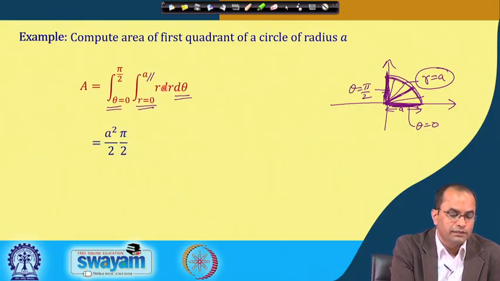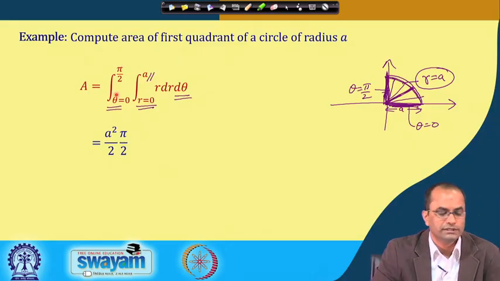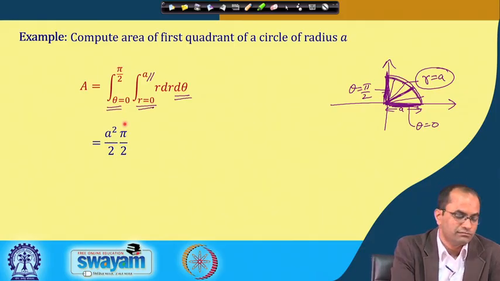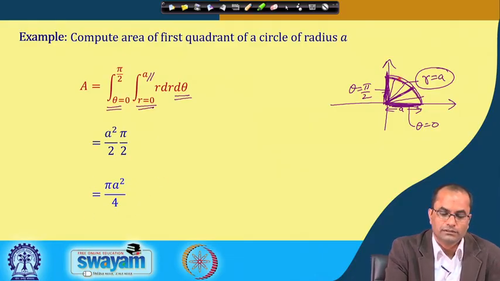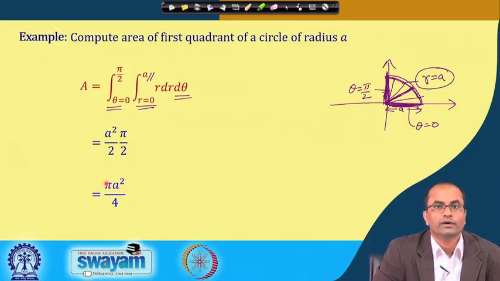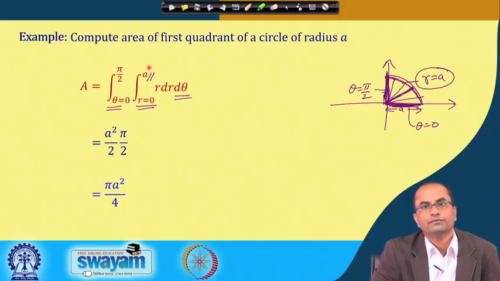Which will be r square by 2. So, with the upper limit a, we get a square by 2, and then from the outer integral, when we integrate with respect to theta, we get pi by 2. So, that is the area of this part of the circular region: pi a square by 4, which we have easily evaluated with the help of the integral in polar form.